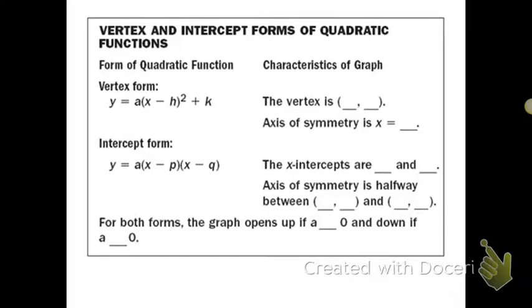In this video, we're going to continue to graph quadratic functions, but in two different forms, vertex and intercept form of a quadratic function. Vertex form looks like y equals a(x minus h) squared plus k. It's this first form that we're going to really focus on in this particular video, although I'll define both of the forms and the characteristics of each.